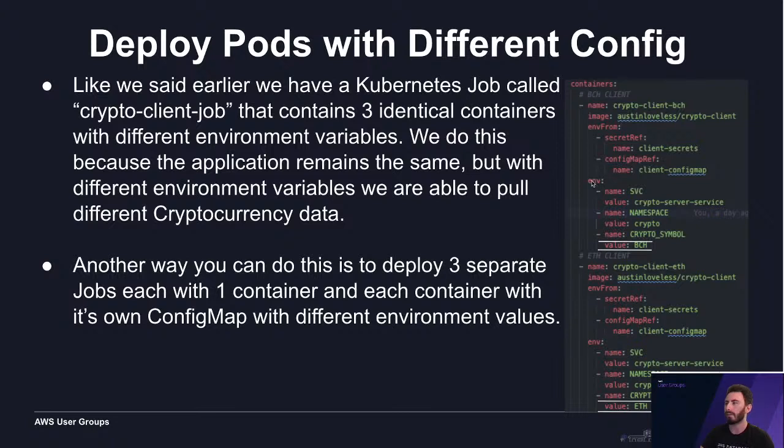But right here, I defined this crypto symbol, which we're using in the Timestream map, and we're giving the value of BCH, and right here we're giving this the value of ETH. This is for Bitcoin Cash, and this is for Ethereum. So then this job is one defined job, but has 3 containers inside of it, and these 3 containers have separate environments for the crypto symbol, so that they call different APIs. That's the point of that.